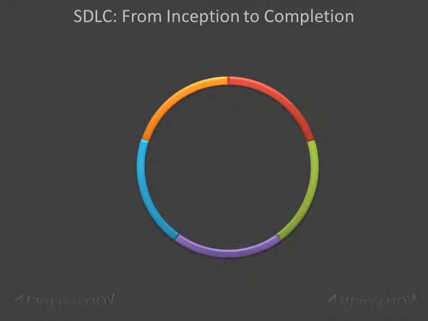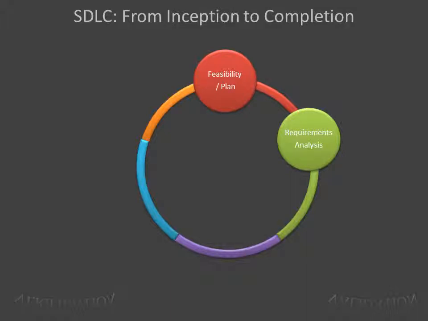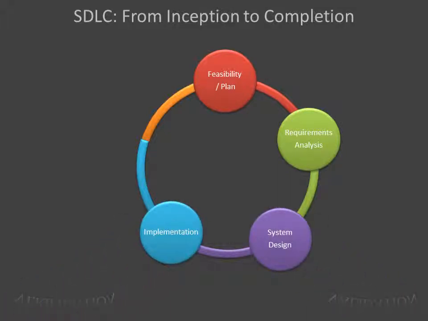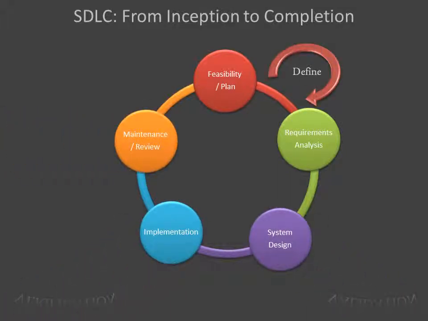Before we go forward, let's have a quick recap on the software development life cycle from inception to completion. In software engineering terms, the definition is what, the development is how, and the maintenance is change. In the normal software development life cycle, we go through the feasibility plan, requirements analysis, system design, implementation, maintenance and review. So the feasibility and the analysis is really the definition of it.